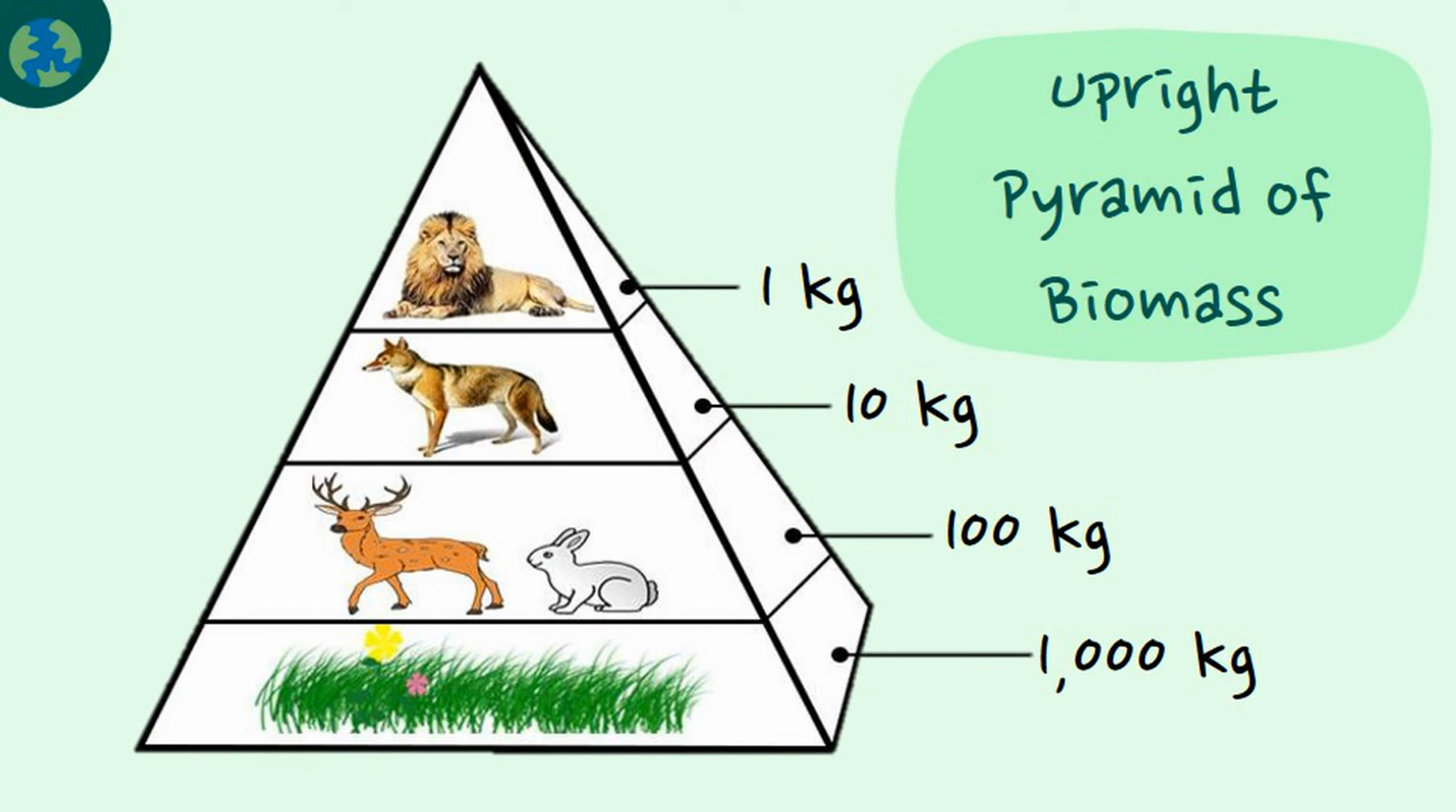In an upright pyramid, a rabbit or deer feeds on grass. The rabbit or deer is in turn eaten by a fox, which is eaten by a lion. The grass sits at the bottom of the biomass pyramid as it can feed dozens of rabbits or deer because of its biomass. The lion occupies the highest level of the pyramid.